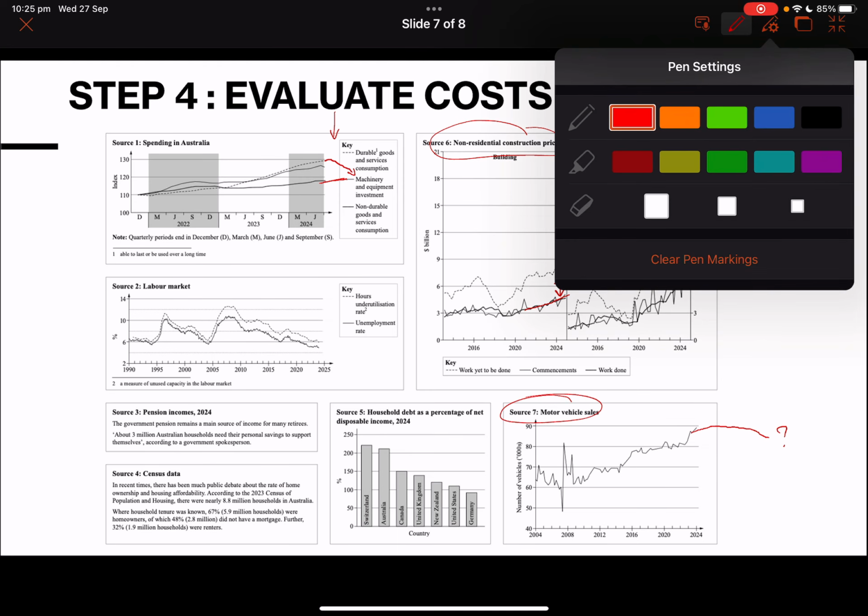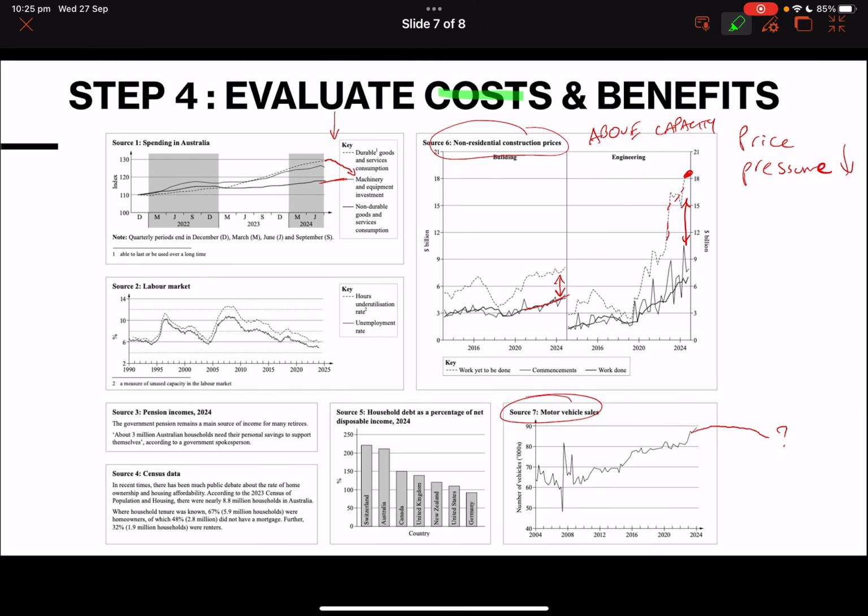Evaluate, once again, let's go back to the top here. Evaluate costs and benefits using the data. Okay, just do some little green highlighting.